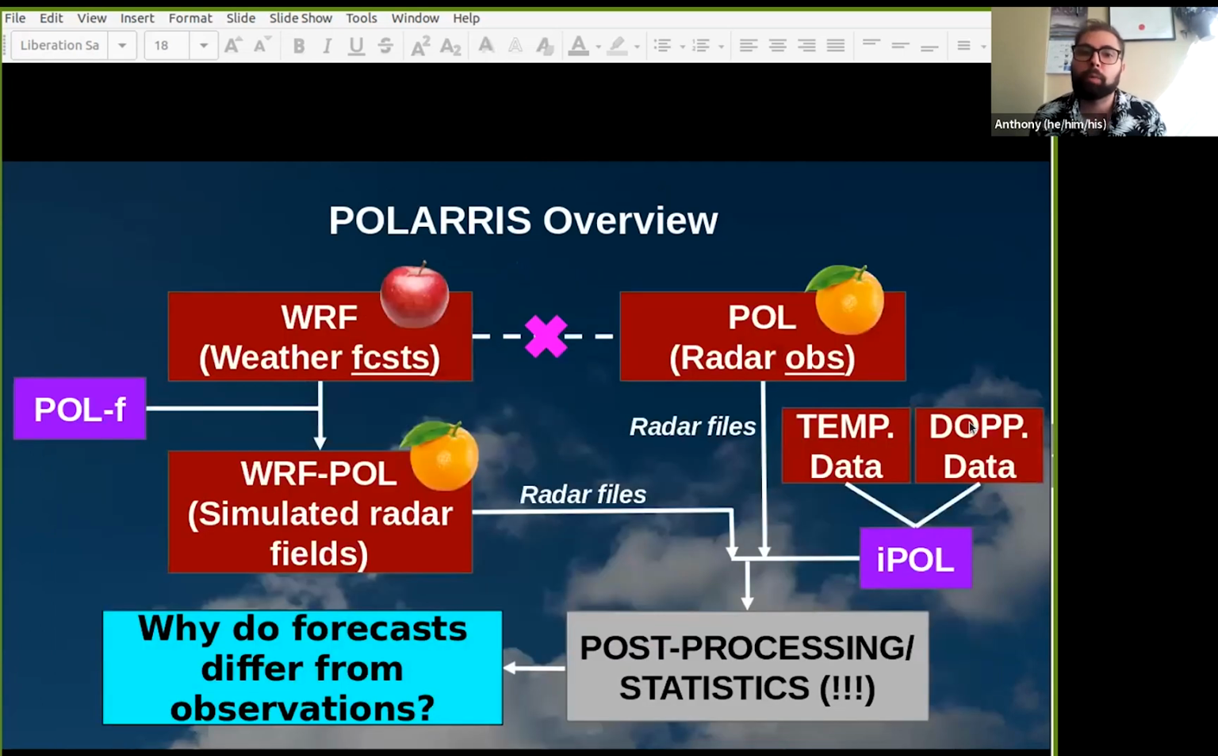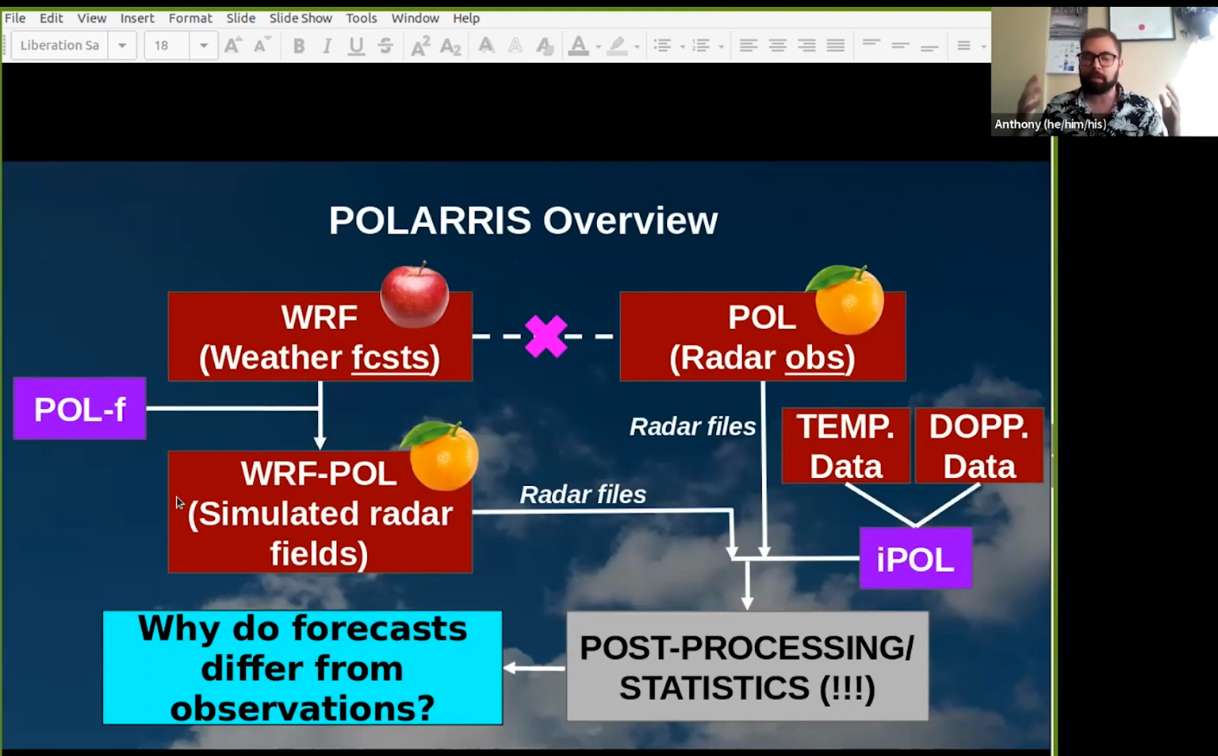And this is how Polaris works. It's a basic scheme to explain. Initially, WRF and most NWP output files and netCDFs are not compatible to directly compare with radar observations. The variables are different and the file processing is very different. However, Polaris makes it possible to make this comparison by, in its first component, called Polaris F, converting WRF output into equivalent simulated radar fields.